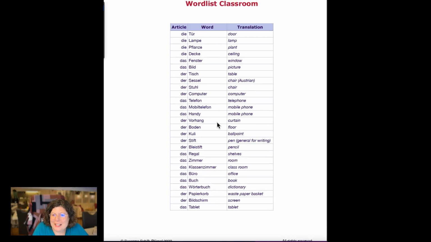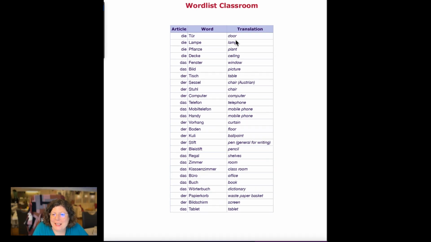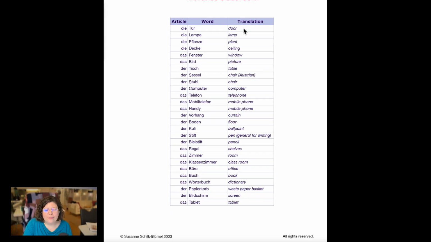All right, last step. I'm going to say the English words now, and after I say an English word, I want you to say the German word in the break. And again, repeat this step a couple of times over if necessary until you can do it without looking at it. Door.